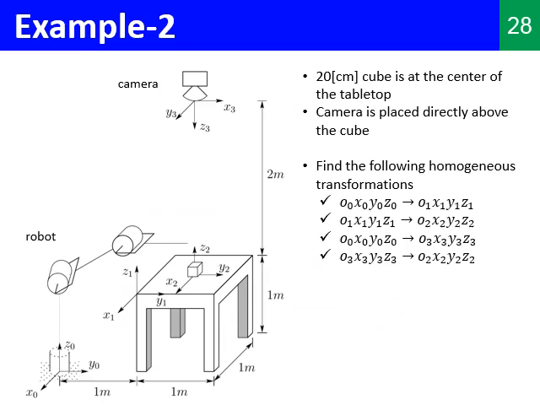In this second example, you can see a certain scenario where you have a robotic manipulator, then there is a table, and on the tabletop there is a cube, and we have a camera for visual servoing. Visual servoing means getting a visual feedback. Okay, so you have been asked to find the homogeneous transformation matrices from frame 0 to 1, 1 to 2, 0 to 3, and finally from frame 3 to frame 2. It also says that the camera is placed directly above the cube, and the dimensions have been given. Okay, now let's start doing this.